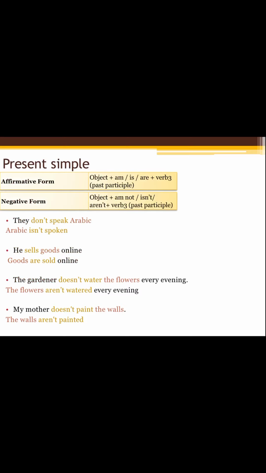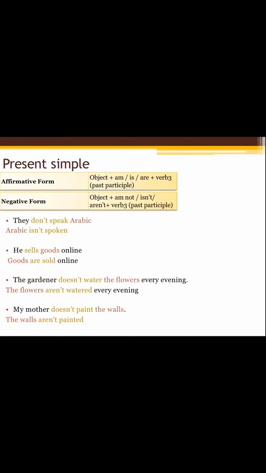The first example, they don't speak Arabic. Now the negative form is the same as the affirmative, but instead of using is, am, are, we are using them in the negative form, like isn't, aren't, am not, plus verb 3. They don't speak Arabic. They is the subject, don't speak is the verb, Arabic is the object.